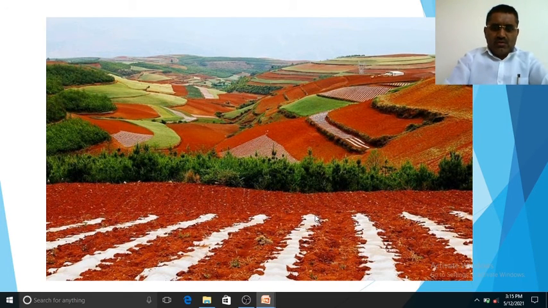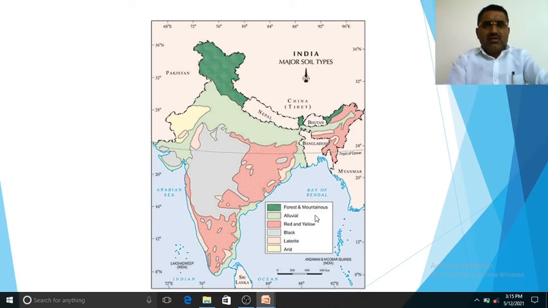So this is all about the various types of soils found in India. This is the map of major soil types of India. Somewhere there is red, somewhere there is the Deccan trap and black cotton soil, somewhere there is alluvial soil. This is the alluvial soil in the Gangetic part and northern plain of India, then the black soil, laterite soil and arid soil. Here is arid, or we can simply say desert soil.